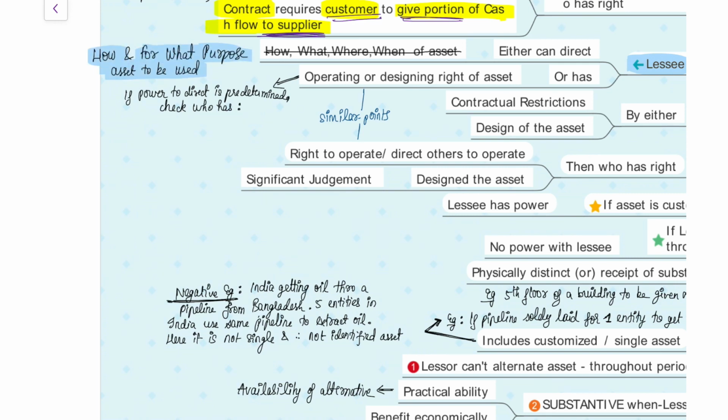If the lessee is able to say, if there is a plant and machinery, how it should be used, that it should be used only in the morning with only 2 workers, and for what purpose, means only for producing biscuits. If the lessee is able to put such conditions on how and for what purpose the asset should be used, then the right is with the lessee only. Then in such case, you can say the right to direct the use of the asset is with the lessee only.